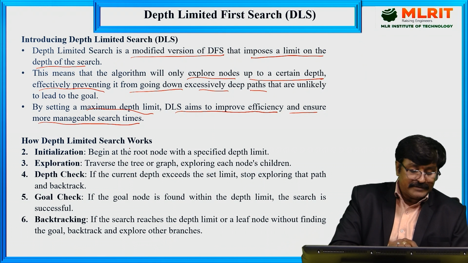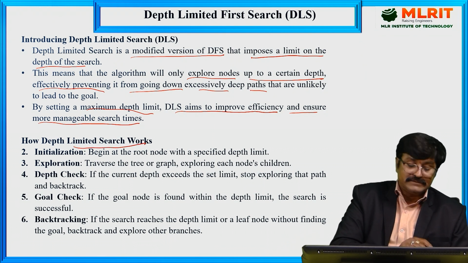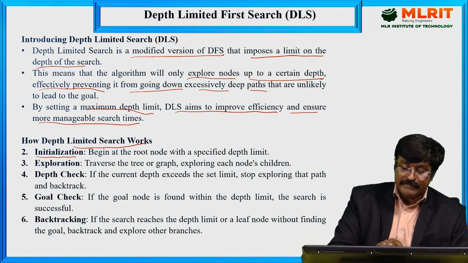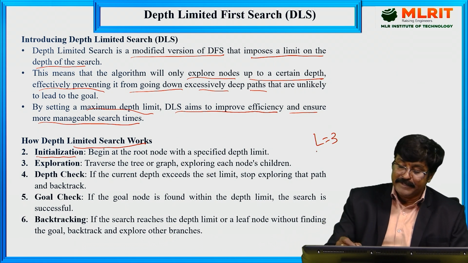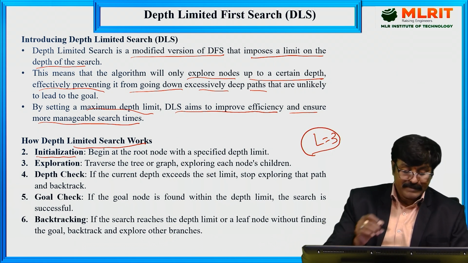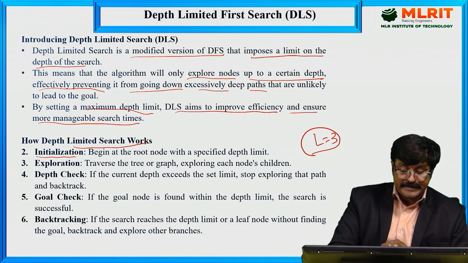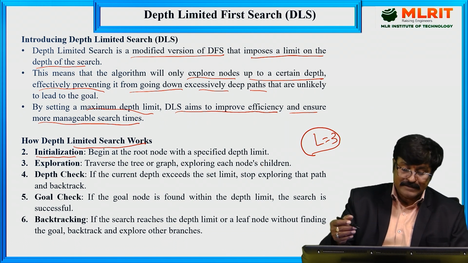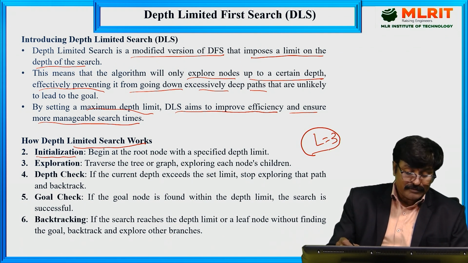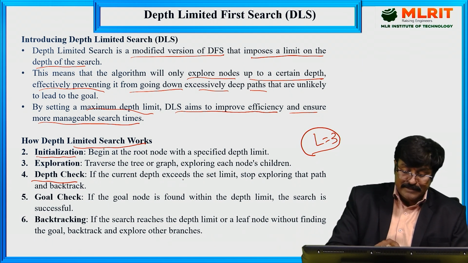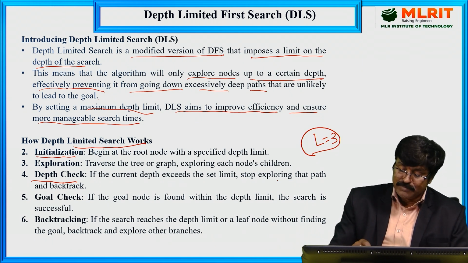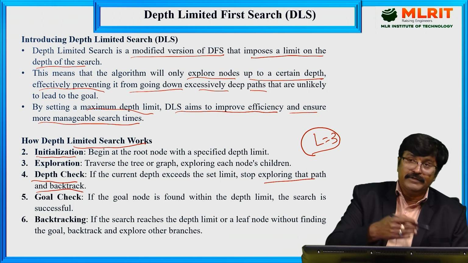So how will depth limited search work? Starting, we initialize: begin at the root node with the specified depth limit. Whatever the limit is, if it is 3, then only 3 depth levels you go, then we come back, depending on the depth limiting parameter. Then exploration traverses the tree or graph, exploring each node's child nodes. Then the depth check: whether we have crossed the limit or not. If the current depth exceeds the set limit, stop exploring that path and backtrack to the parent node.